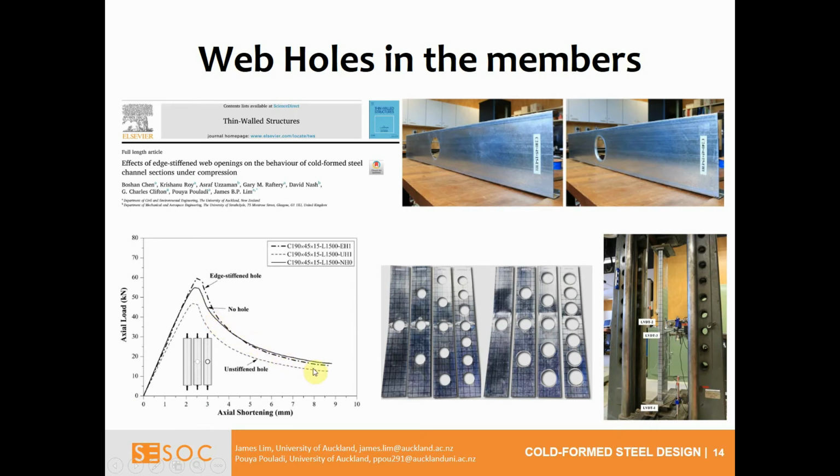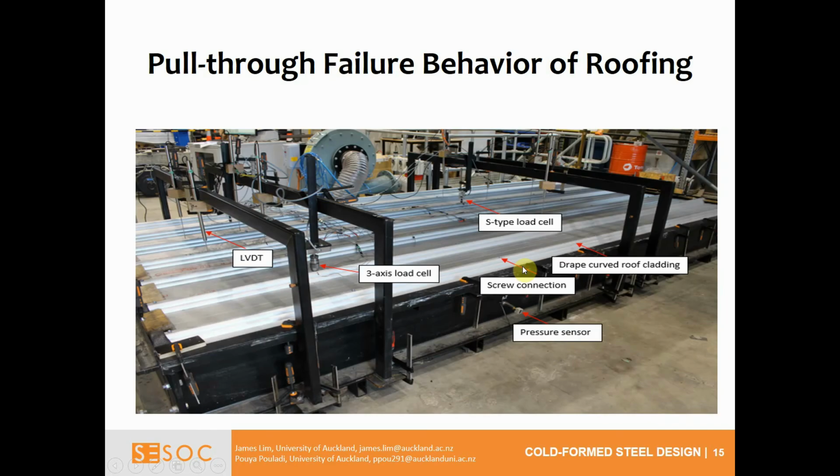If we look at this graph here of axial load against shortening, this one here would be the section without the hole. As I said, you put a hole in for the services and it reduces the strength. But if you have an edge stiffened hole around here, you can actually see that it's got a strength enhancement over the no hole case. So that's some of the work that we've been doing.